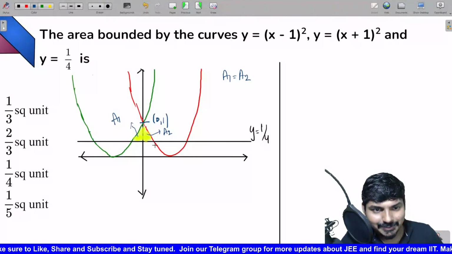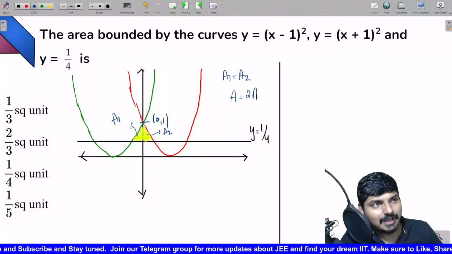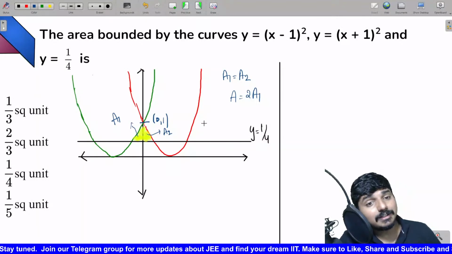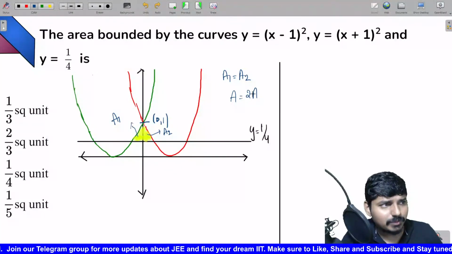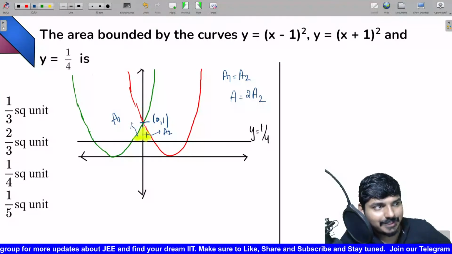So to find the complete area, there is no need for you to find out A1 and A2. You can do A as 2 times of A1, right? I hope it's clear. Okay, so how do we calculate A1 or A2 area? Let me do one thing. Let me find out A as 2 times of A2. So how do you figure out the area A2?